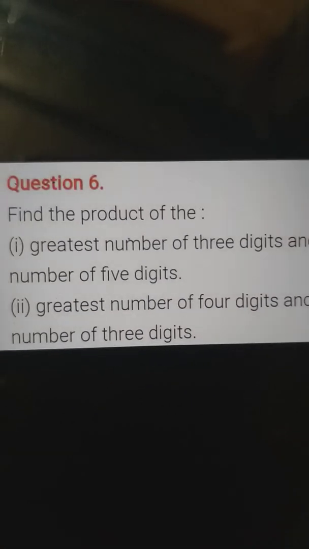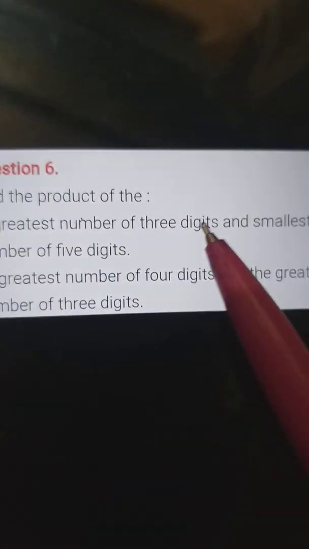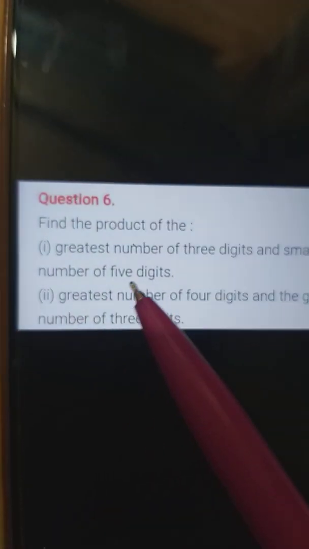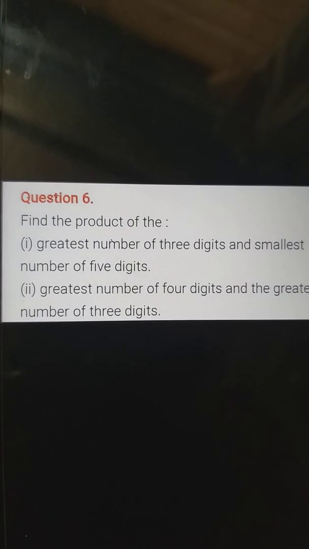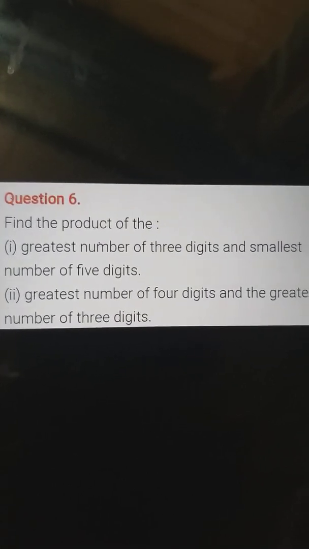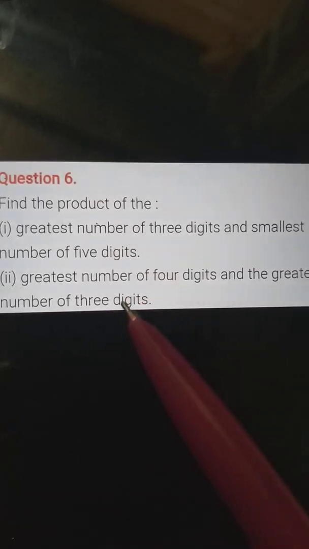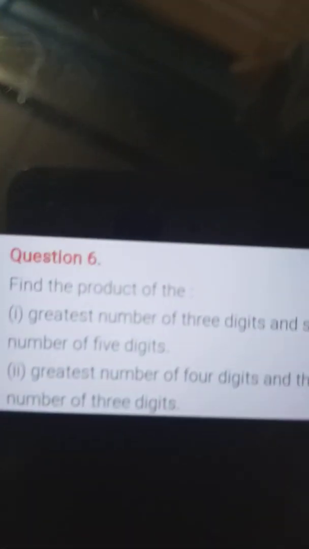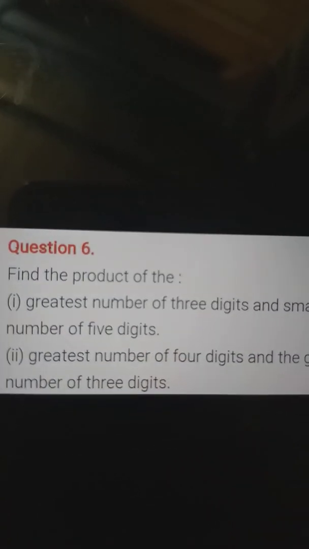Let's move ahead with the next question. Question number 6. Find the product of the greatest number of 3 digits and the smallest number of 5 digits. So we have to find the product. Product means multiplication, so we have to find the multiplication of both. Firstly, we'll write the greatest number of 3 digits and then the smallest number of 5 digits.